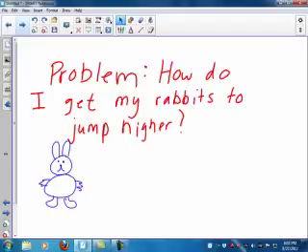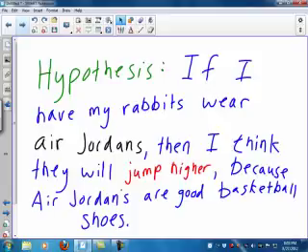Anytime you have a problem, you can come up with an experiment to try to find out the answer to it. So that's what we're doing here. What will my experiment be? Well, the first thing I'll do when I design an experiment is come up with a hypothesis. If I do this, then I think this might happen because, and then I give a reason.